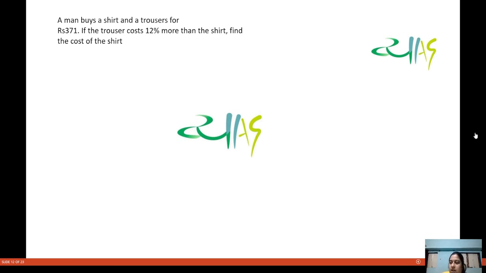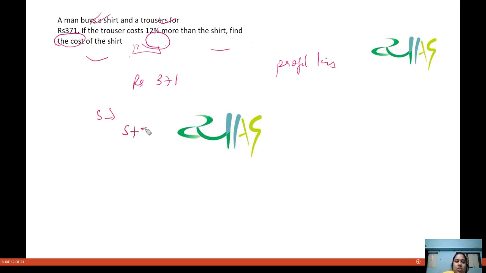Now let's move forward. Now look at this. A man buys a shirt and a trouser for rupees 371. If a trouser costs 12% more than a shirt, find the cost of the shirt. Here there is no question of profit and loss. What this is saying is that one is having a shirt and a trouser, and the cost is 371, and the trouser costs 12% more than the shirt.